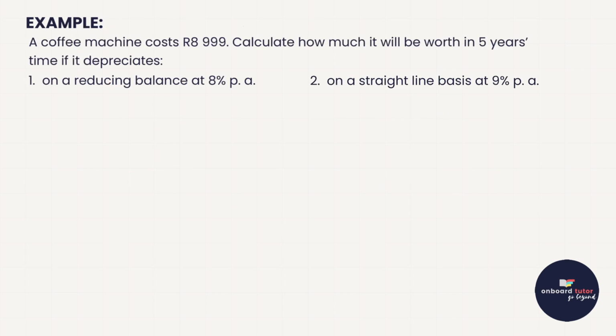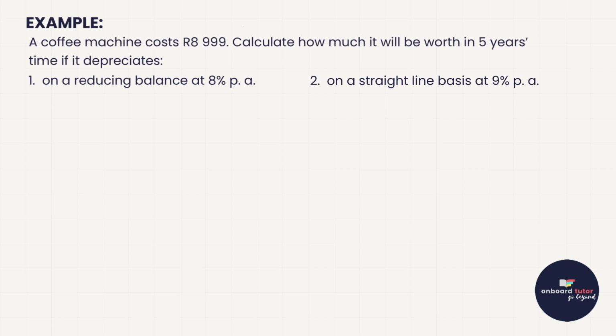A coffee machine costs 8,999 Rand. Calculate how much it will be worth in 5 years' time if it depreciates, number 1, on a reducing balance at 8% per annum, and number 2, on a straight line basis at 9% per annum.